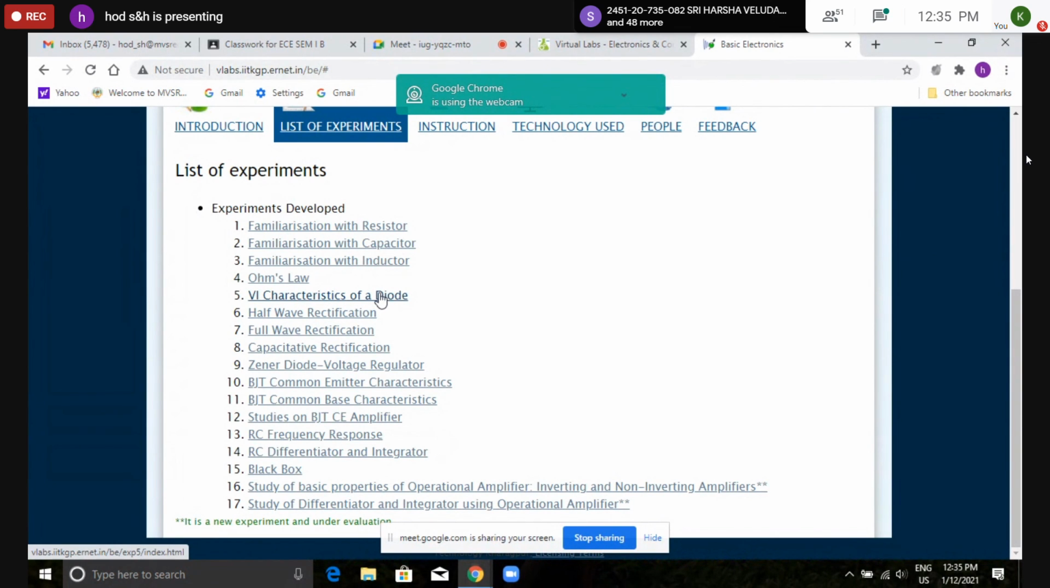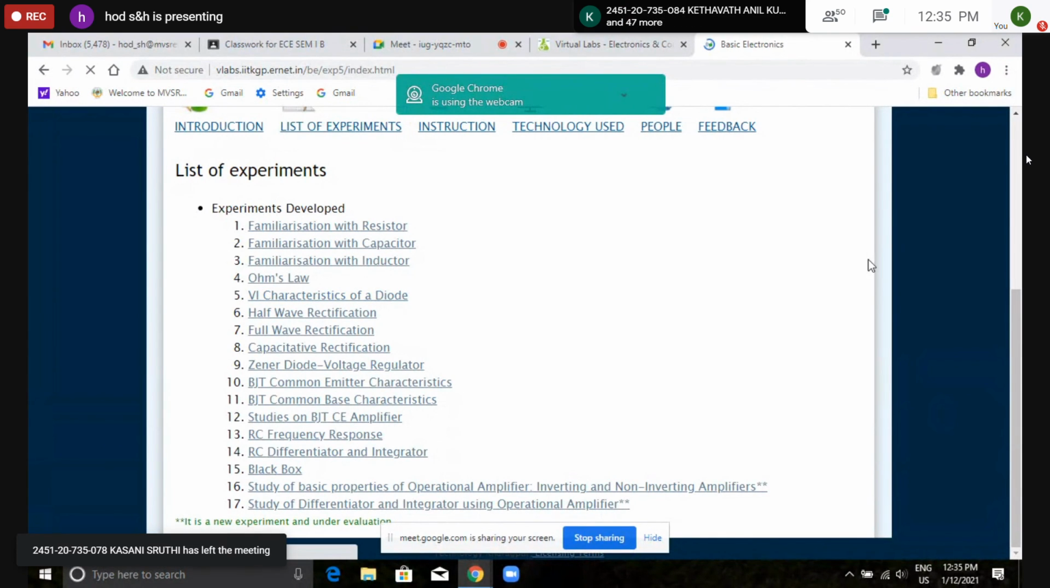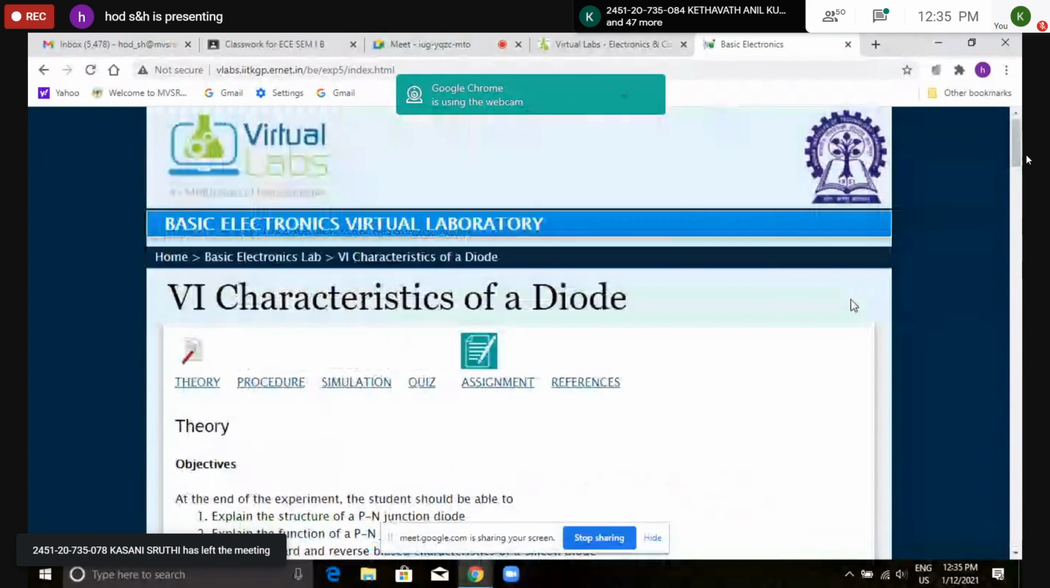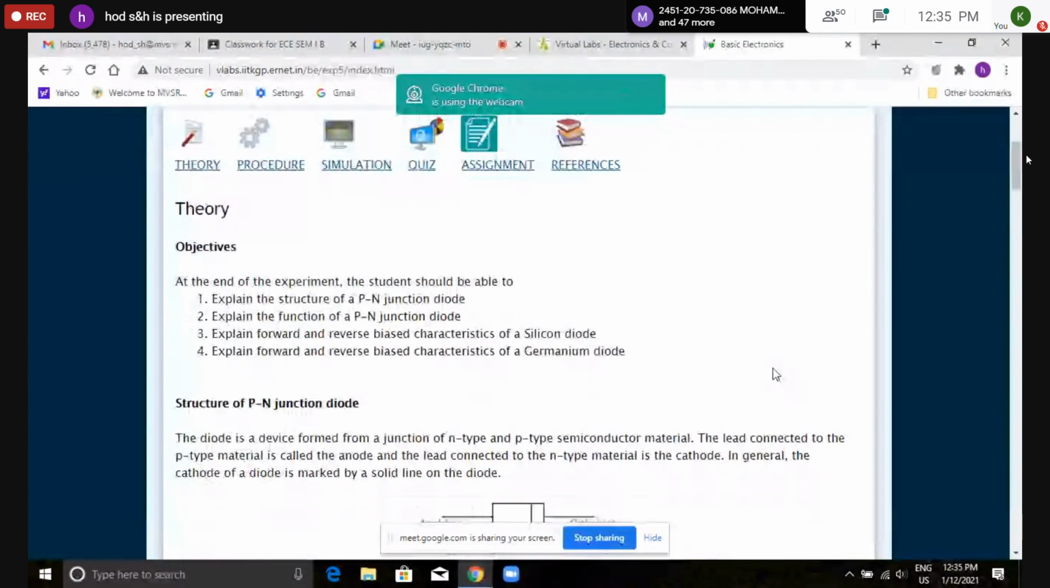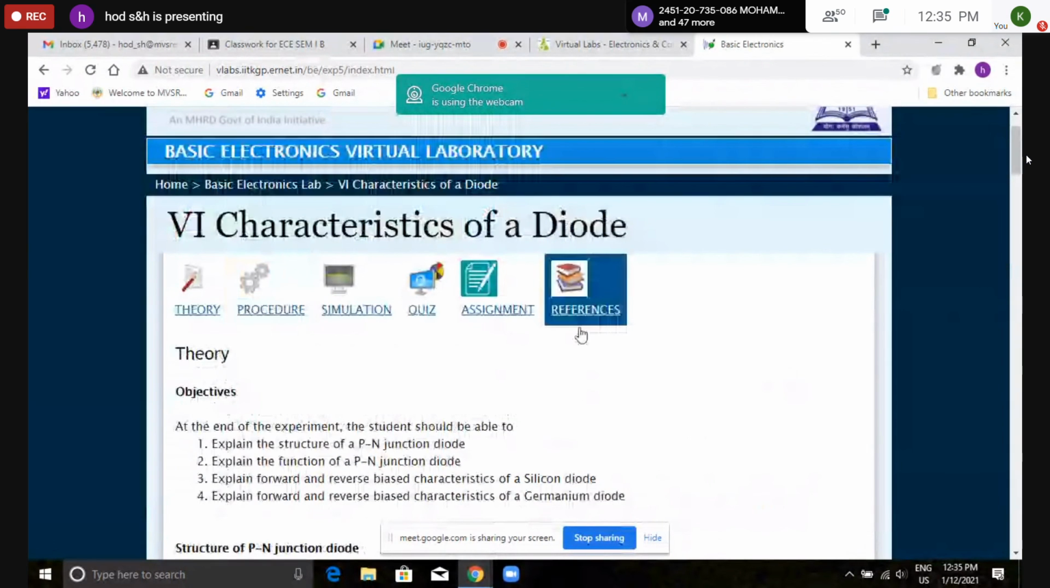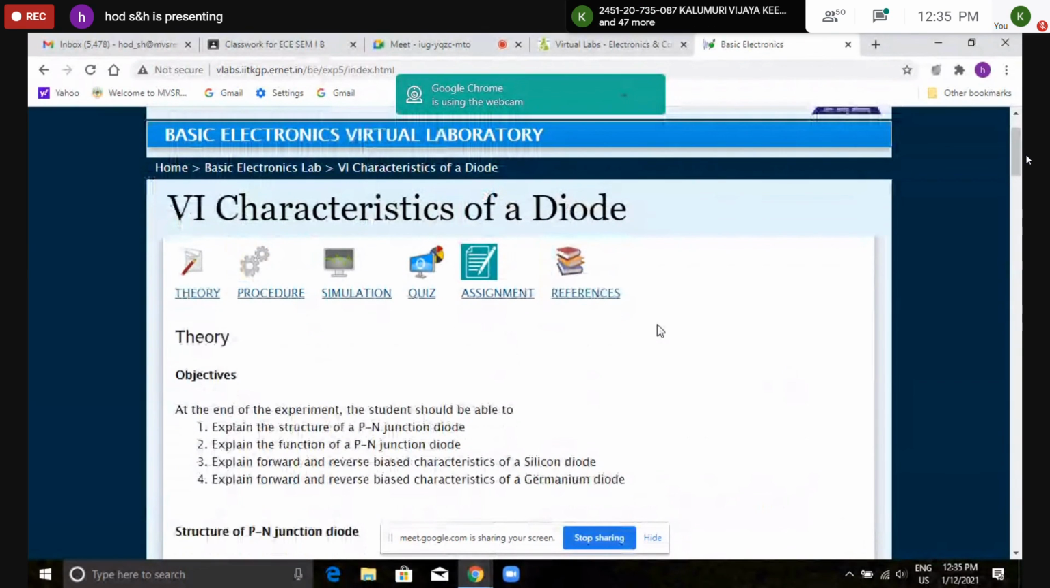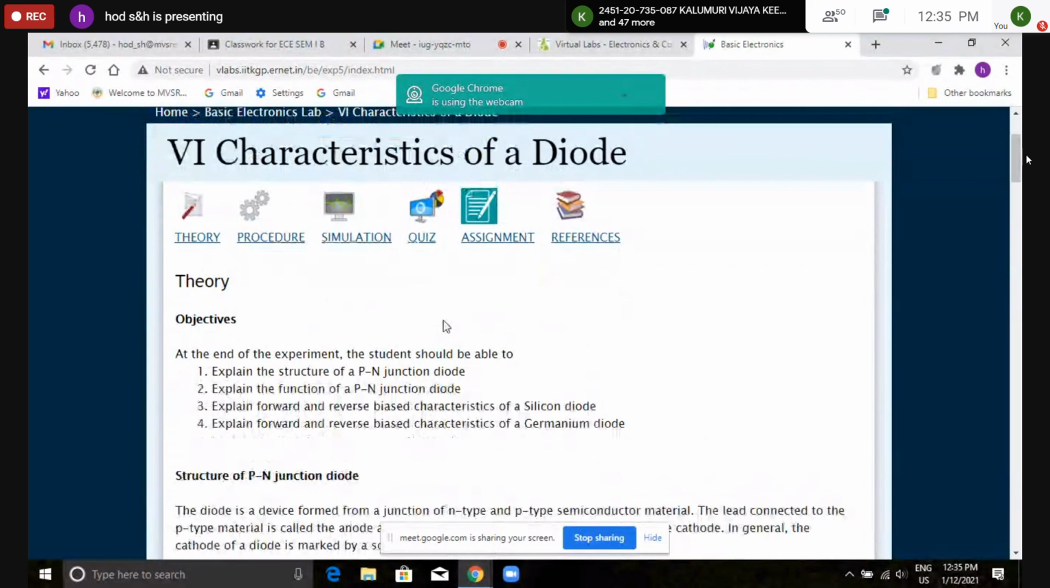So now the 5th experiment, but according to you, it is the 2nd experiment. Here in the list, it is the 5th experiment. You click this, VI characteristics of a diode. So in this, we'll be getting brief notes about the objectives of this experiment, what we are doing here.